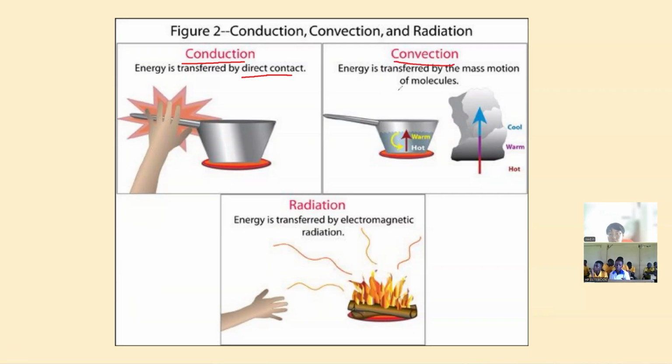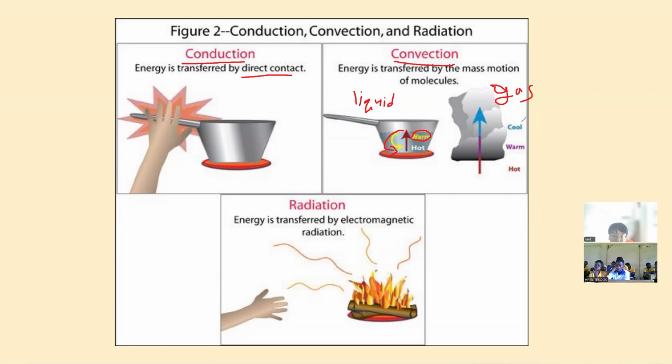Convection is when energy is transferred by the mass motion of molecules through a medium, such as a gas, like on the right, or a liquid. You can see energy is transferred by liquid movement as warm water goes up, and then as it cools down, it sinks back down. It's a sort of cycle, and heat energy also moves with the cycle.